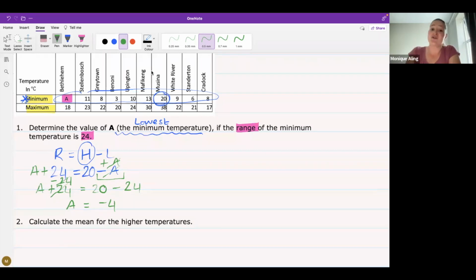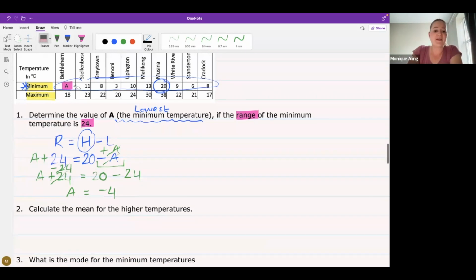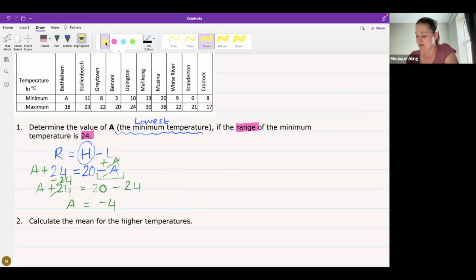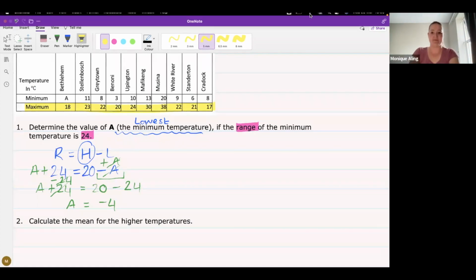Okay. So now, might not have been a nice question, but not all is doom and gloom. Let's look at the next one. Calculate the mean for the higher temperatures. I know you can all do that. So I'm going to give you guys a couple minutes to quickly work out the mean for the higher temperatures. So that means we're looking at our maximum temperatures for this question. Working out the mean. Let's go.